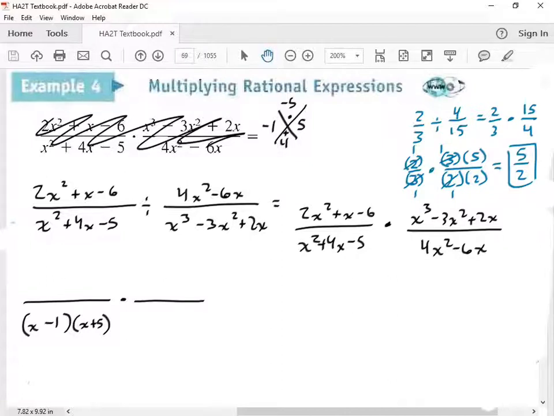Now let's do our next denominator. Our next denominator is not a trinomial. So because it's not a trinomial, I'm not going to factor this your traditional way. I'm going to factor this using a greatest common factor. What can I take out? What can I divide both of these terms by?